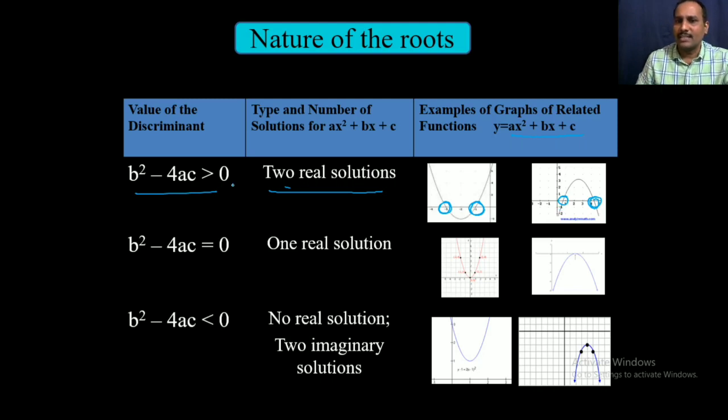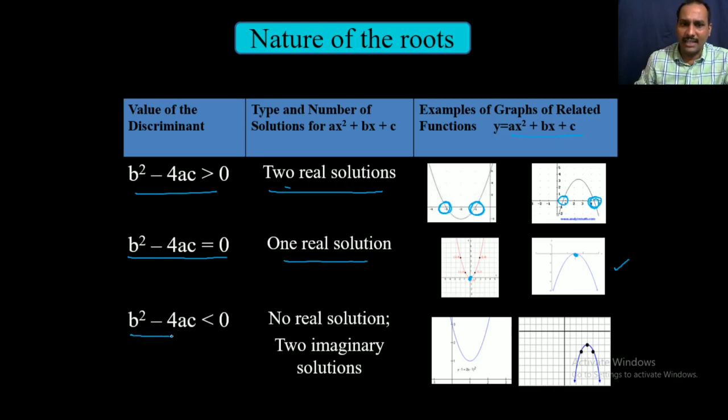So it has two real roots. And in this case, b square minus 4ac is equal to 0. If you observe the graphs, it is meeting at only 1 point. Therefore, it has only one real solution.